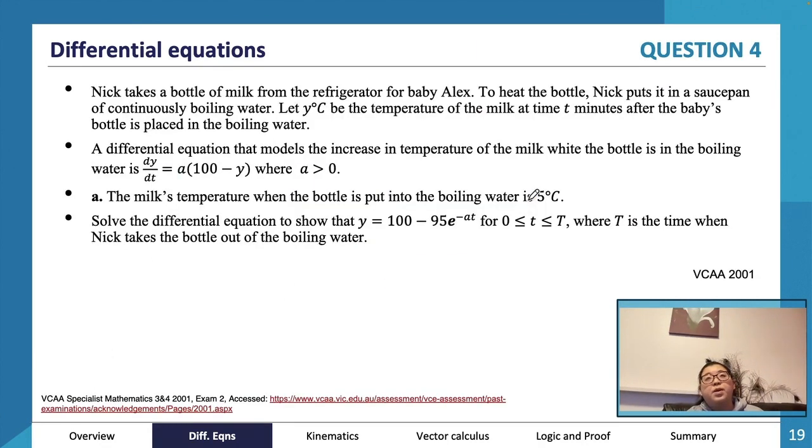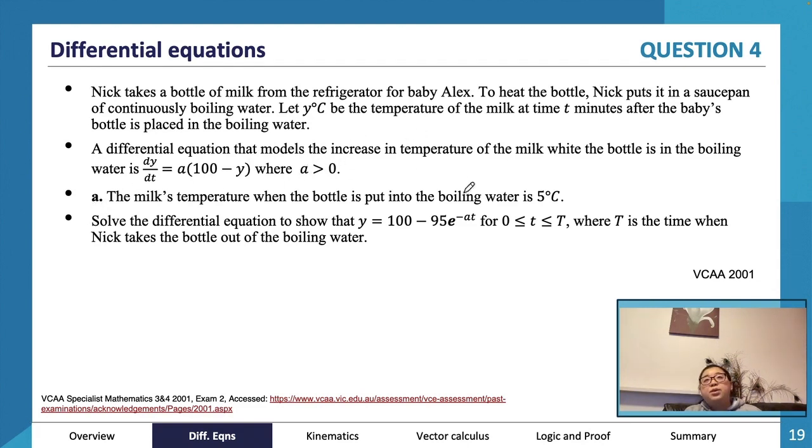Cool. Alright, so let's have a go at this one. This is the type of question you'll get. It's normally a fluid of some sort. Nick takes a bottle of milk from the refrigerator for baby Alex. To heat this bottle, Nick places it in a saucepan of continually boiling water. Let y be the temperature of the milk at time t after the bottle is placed in the boiling water. A differential equation that models this increase in temperature of the milk while the bottle is still in the boiling water is dy/dt equals a(100 minus y), where a is bigger than 0.